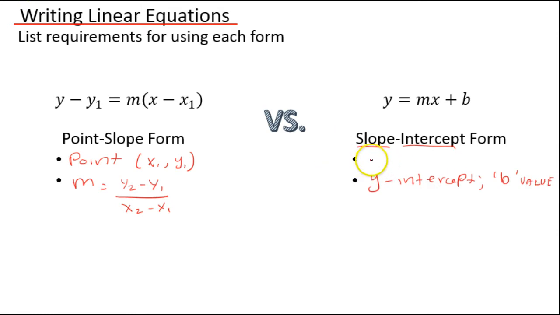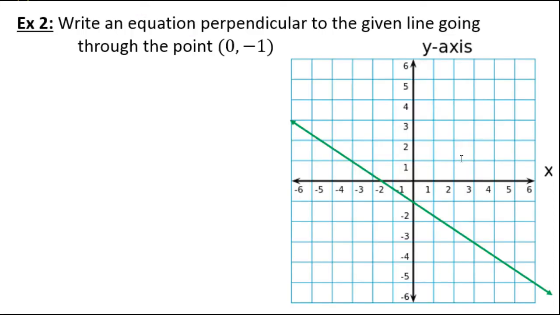And our slope, again, is just change in y over change in x, or y sub 2 minus y sub 1 over x sub 2 minus x sub 1. So we use both of those equations to write linear functions. This is where you have a lot of difficulty, actually writing a function given a point and a slope.